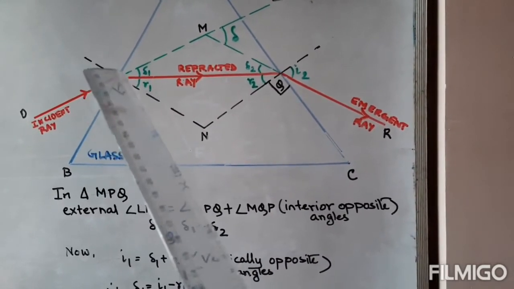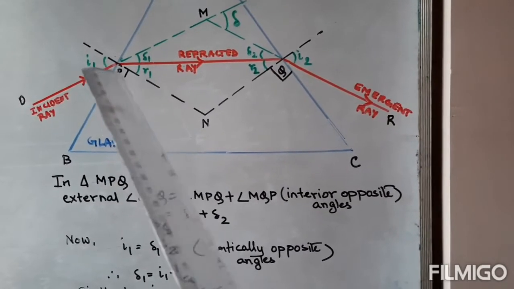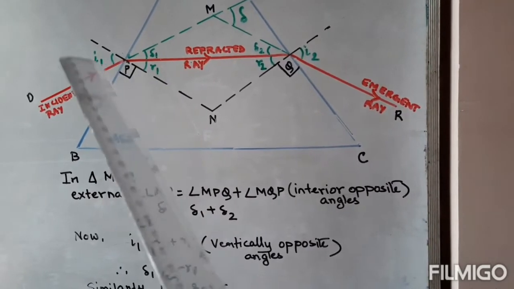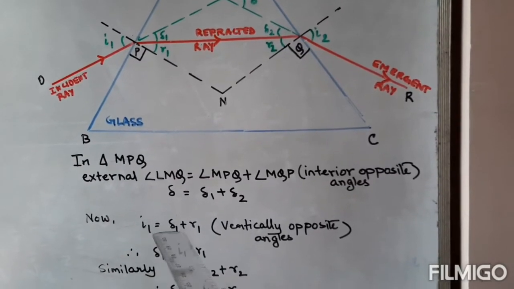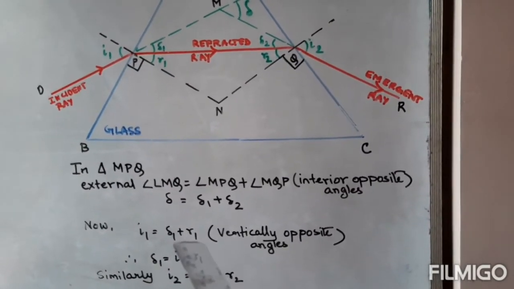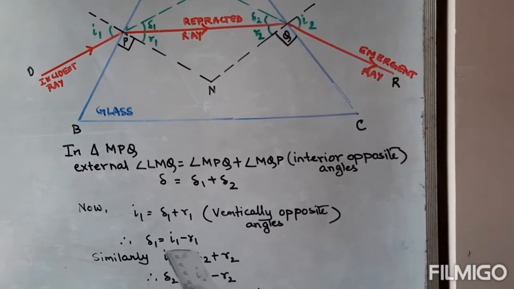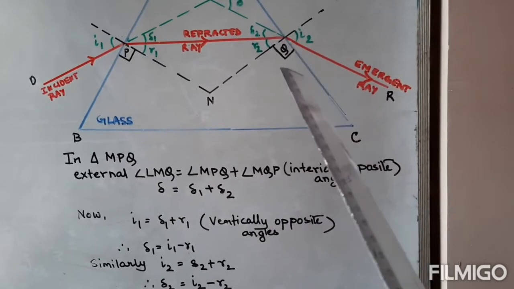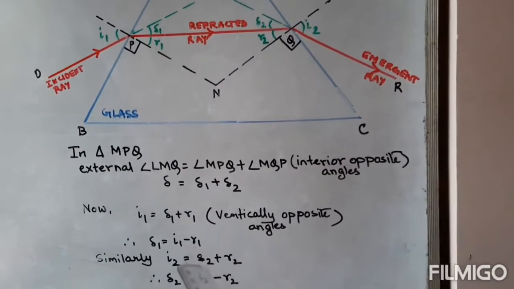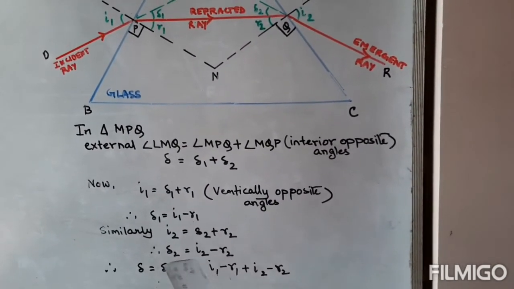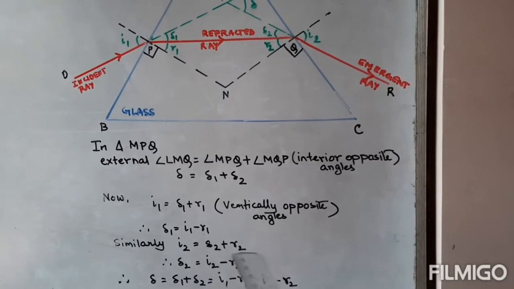Next we get I1 is equal to delta 1 plus R1 because they are vertically opposite to each other. Vertically opposite angles are equal. From there we get delta 1 is equal to I1 minus R1. Similarly, from this side we get I2 equals delta 2 plus R2, and therefore delta 2 is equal to I2 minus R2.